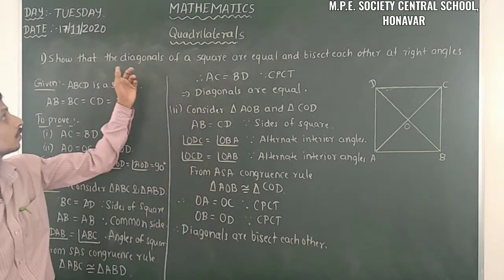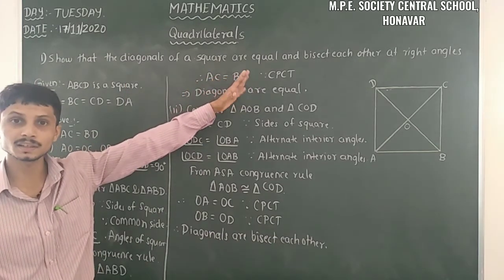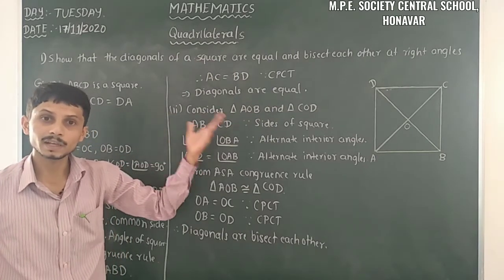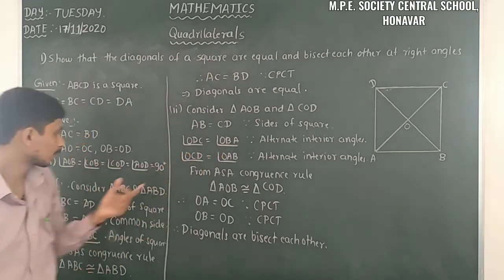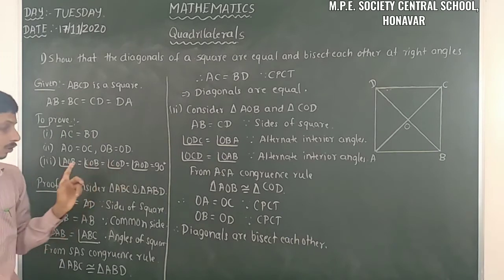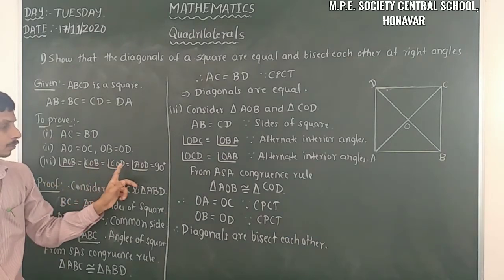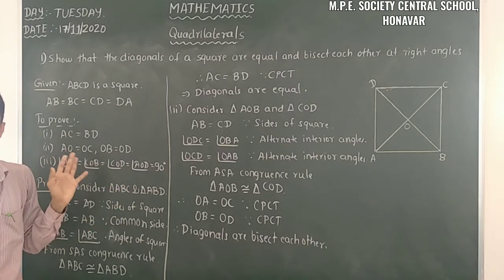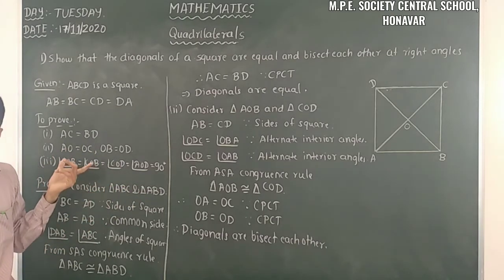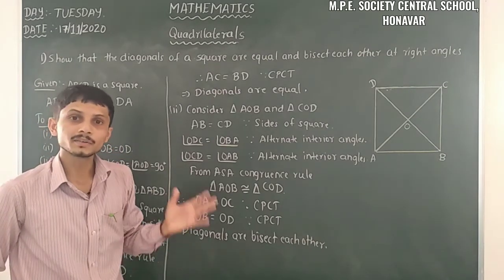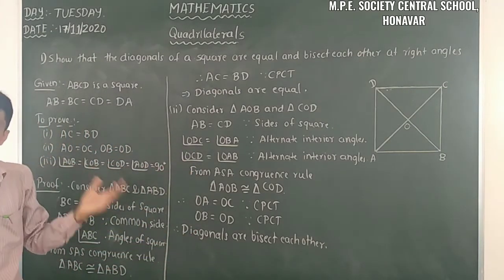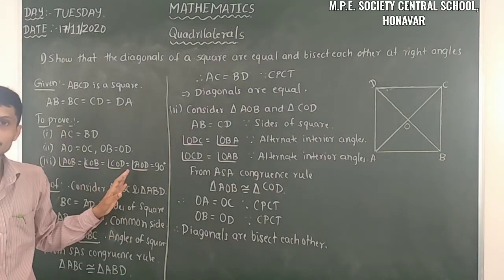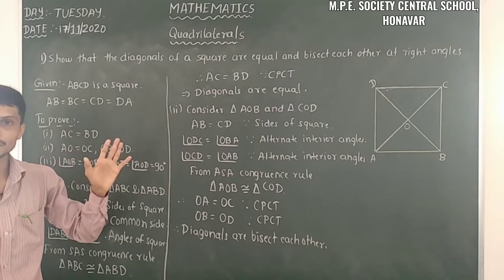Here we have that the diagonals of a square are equal and bisect each other. After that, we have to take right angles. That means the diagonals bisect each other at right angles. For that, we have to come to the conclusion that angle AOB, angle COB, angle COD and angle AOD are equal to 90 degrees. So we have to consider those two triangles, of which these four angles are parts.